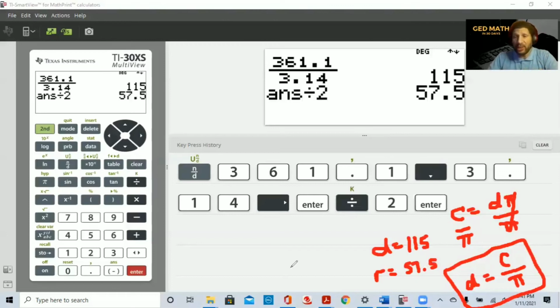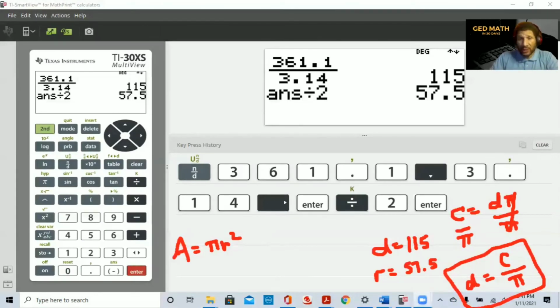And now the last thing we need to do is find the area. So again, we go back to our formula sheet and we recognize that area is equal to pi r squared. We know what r is, which is 57.5. So what we're going to do is put it exactly the way you see it. Okay, again, if you notice, we have 57.5.